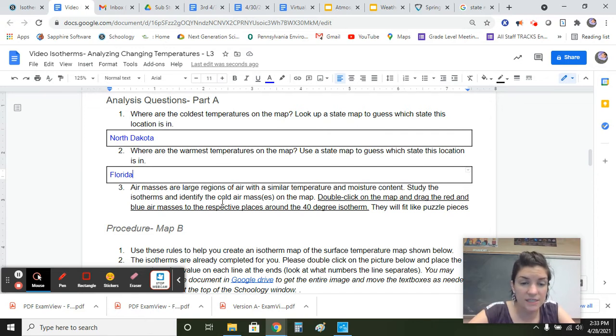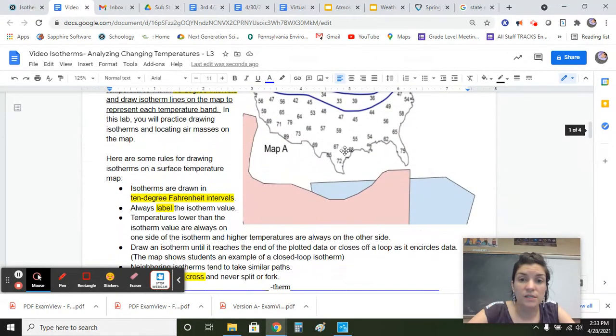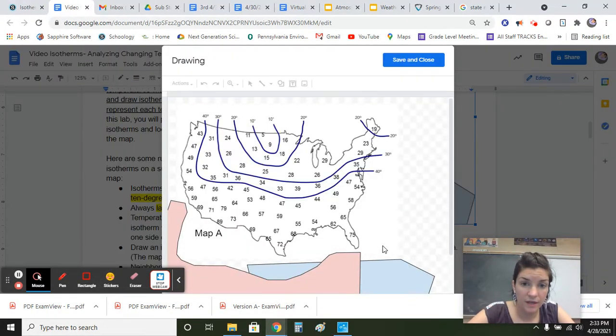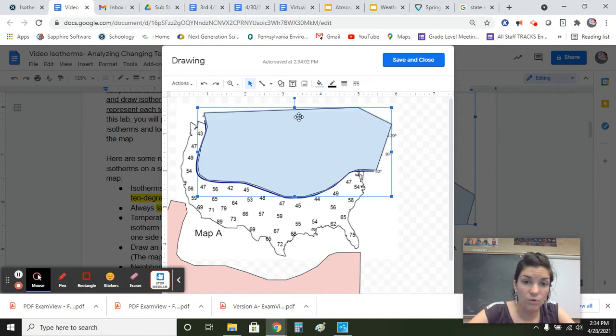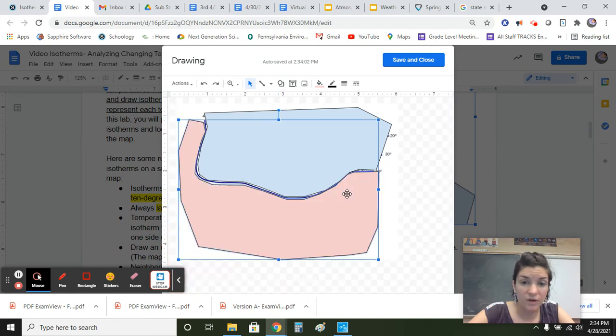Air masses are large regions of air with similar temperatures and moisture content. Study the isotherms and identify the cold air mass and the warm one. So we're going to double click here. Cold air is above. So I'm going to take my cold chunk of air and lay it right there. There's my cold air, just covered it up. And then my warm air kind of butts up against it below that.